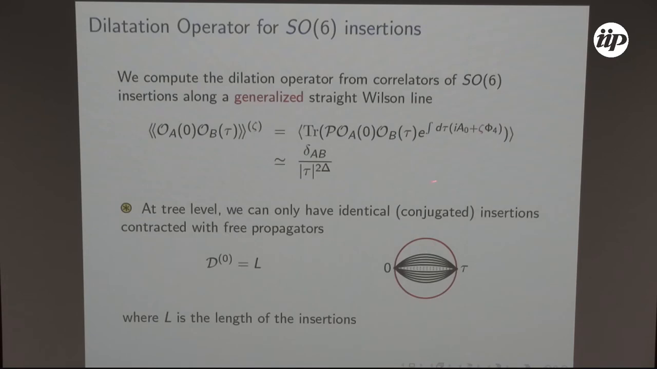Okay, so as I said, when you start to compute this, when you introduce loop corrections to this expectation value, you're going to get some mixing. So let's start with the tree level, or the lowest order. The only thing you could have is to have all the insertions contracted with free propagators, and they have to be identical, or more precisely, it has to be some insertion here, and here it has to be the complex conjugate. The only thing you can do is just to contract with the free propagators, and out of this you read that the scaling dimension of this insertion is just L, the number of insertions. Each scalar field has dimension 1, so if your insertion has L scalar fields, the dimension at tree level, at zero loop order, is L.